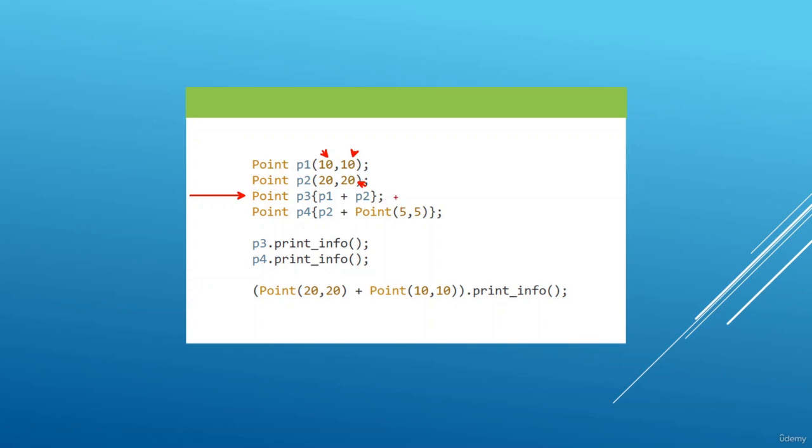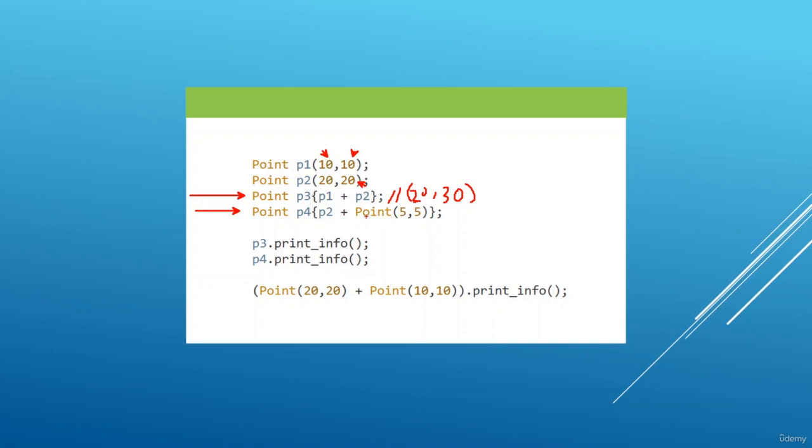And P3 is going to become a point with the X member variable 30. And the Y member variable is also going to be 30. This is what we're going to have if we run this program. By following the same logic, P4 is going to become 25 and 25.